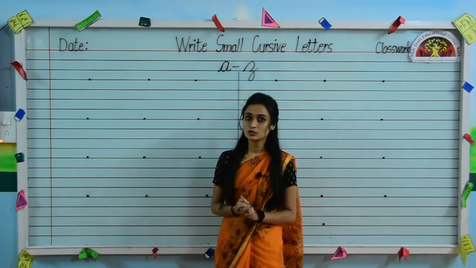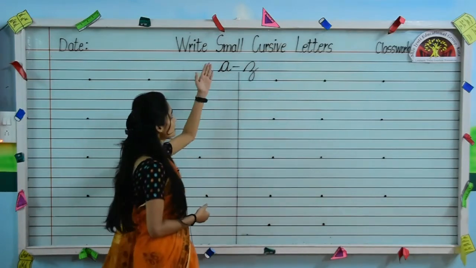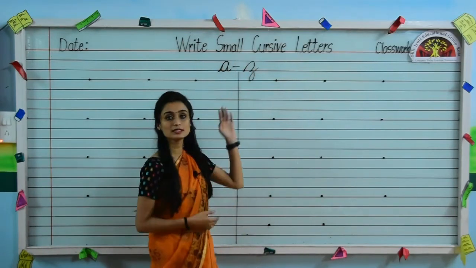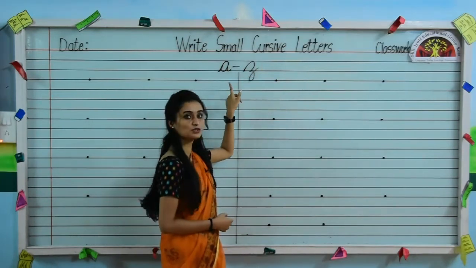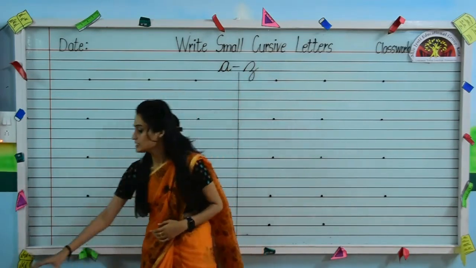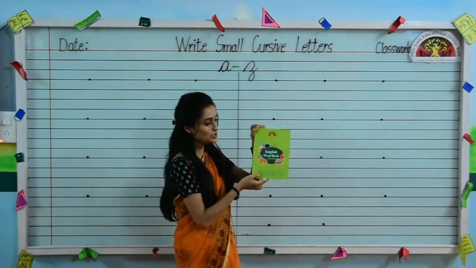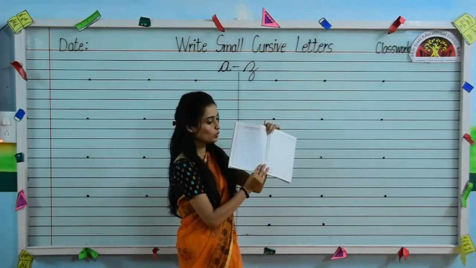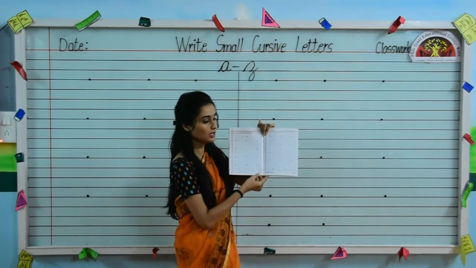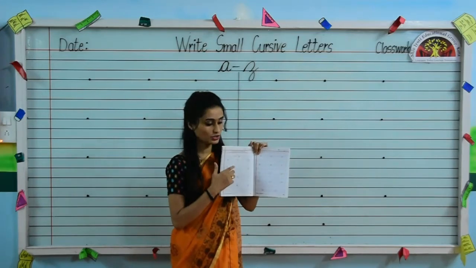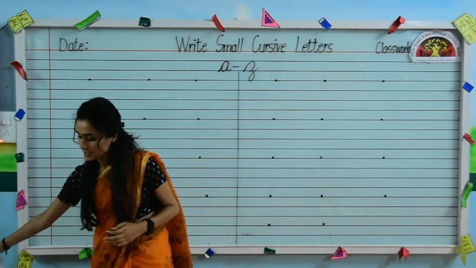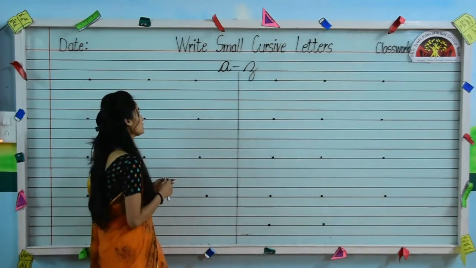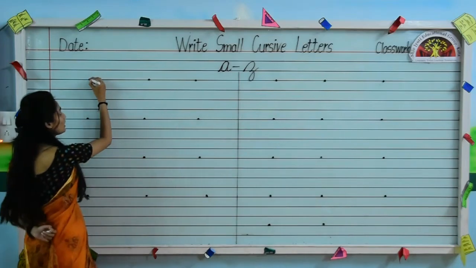So kids, today we are going to write small cursive letters A to Z. So take out your English workbook and open your page number 14. Kids, do not forget to mention the date and the classwork on the top. Now, take out your pencil and put your pencil on the first dot.